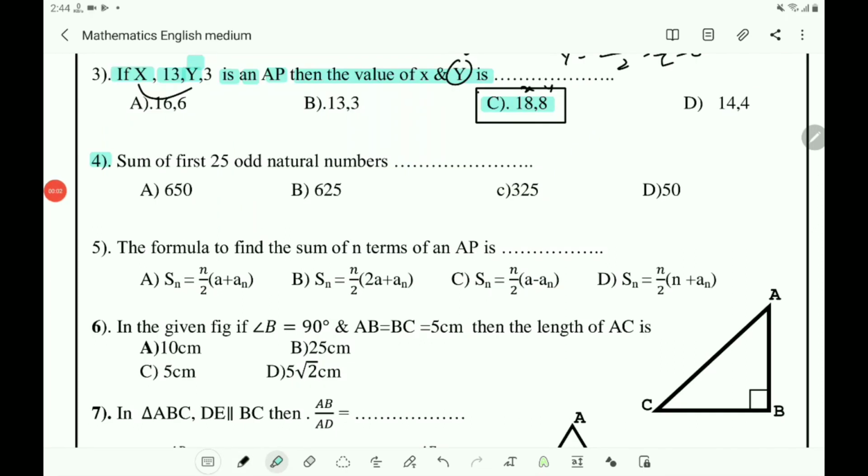Next take the question number 4. Sum of first 25 odd natural numbers. It is already discussed that the sum of first n odd natural numbers is n square. Then here first 25 natural numbers means 25 square, which equals 625. So you take the answer, option B is the answer. Note down the answer, option B.